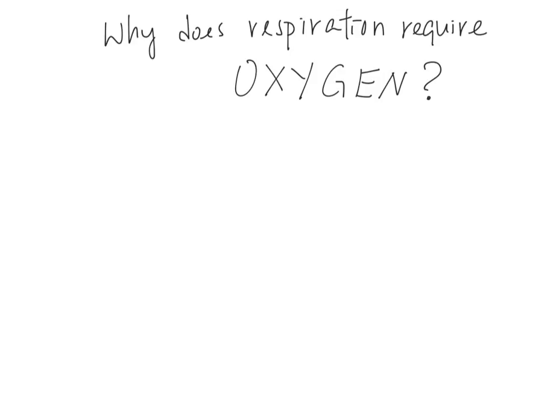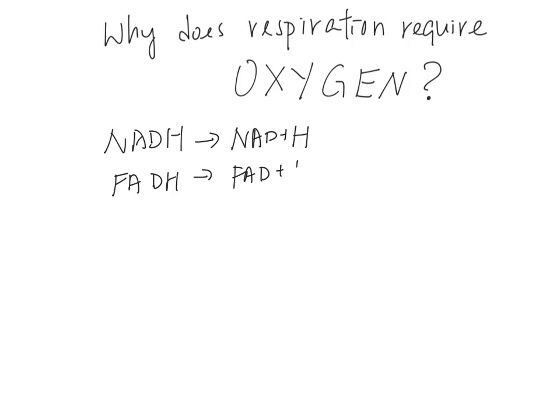So by now you probably have a question. Why is it that oxygen is needed in respiration? It doesn't seem to do anything up till now. So the NADH, if you still recall, it will turn into NAD and H, and the FADH will turn into FAD and H. So after doing this whole process in your cell, you would be having a lot of H plus and electrons in your cell.